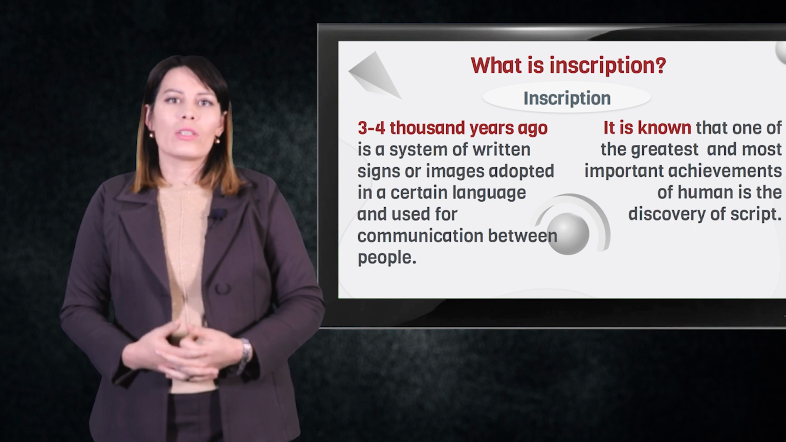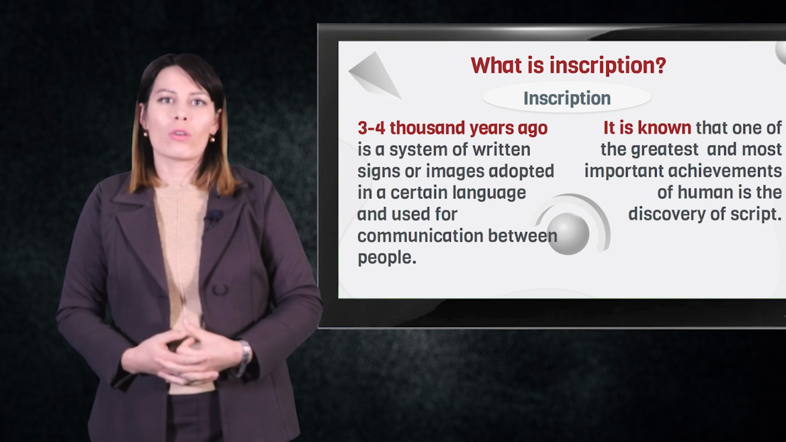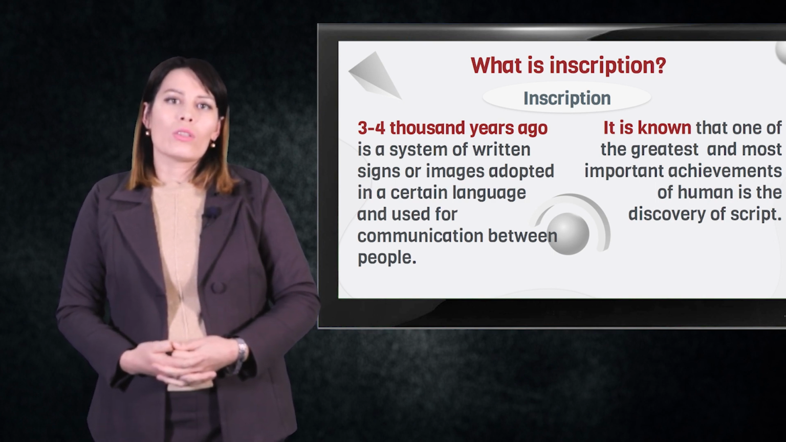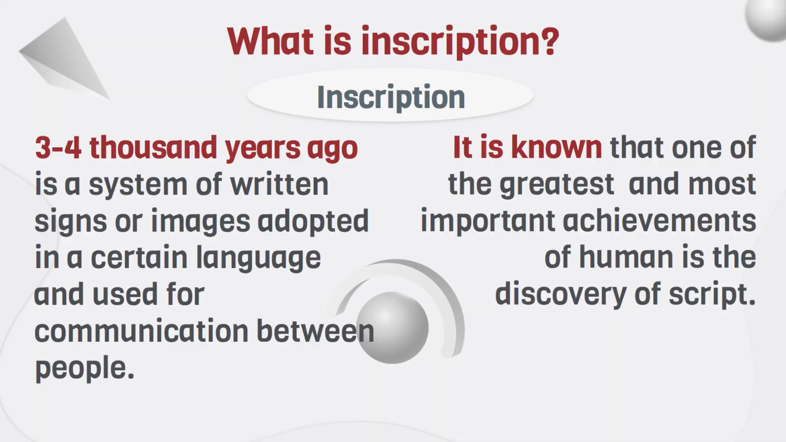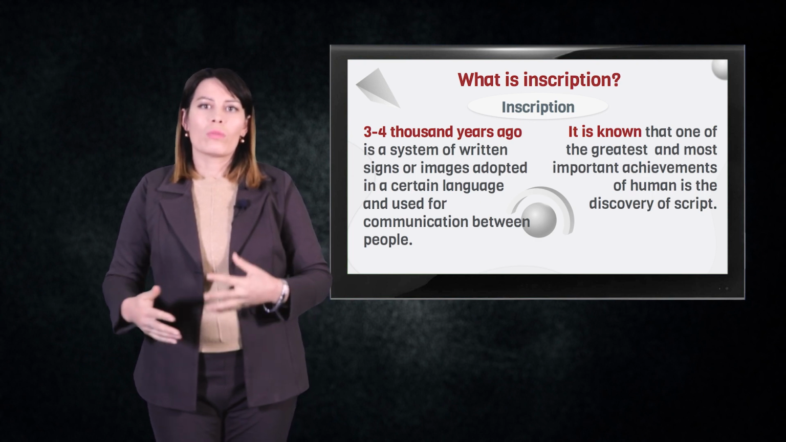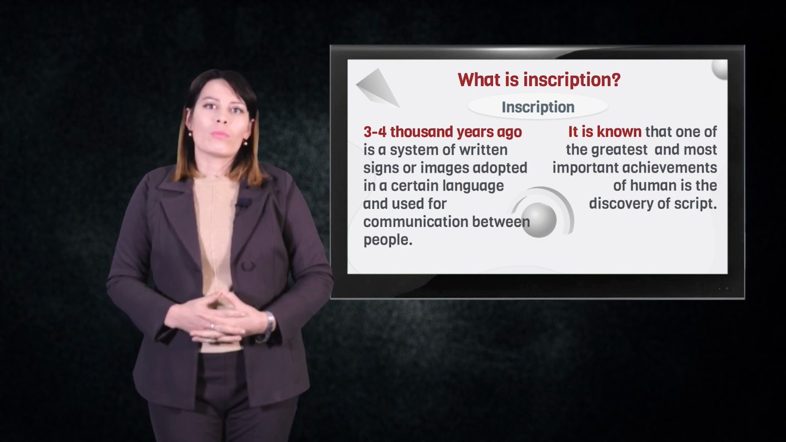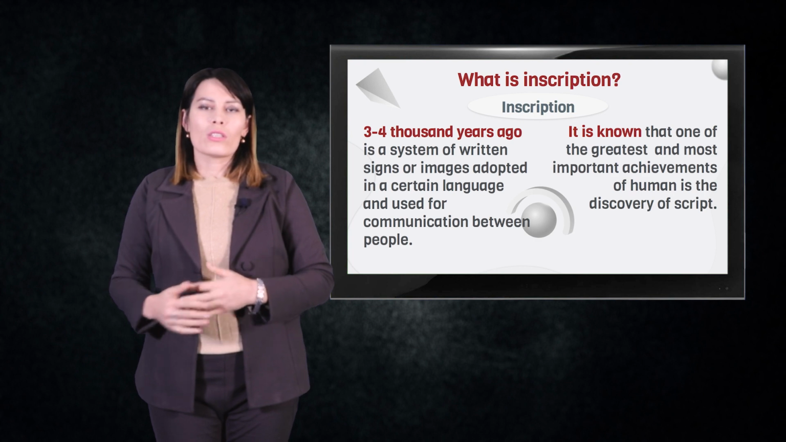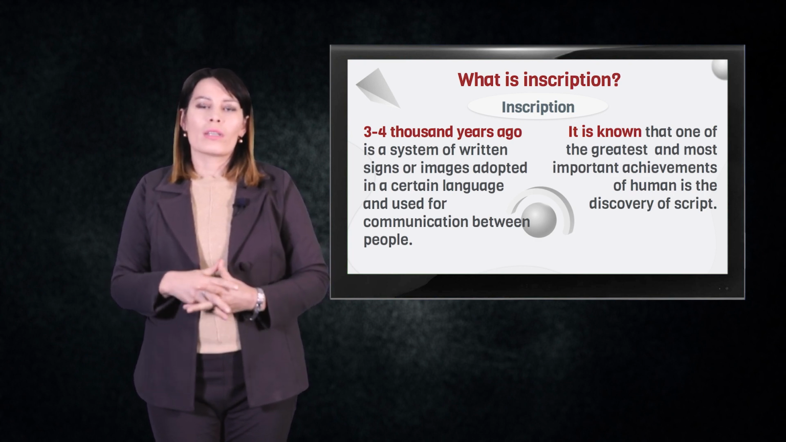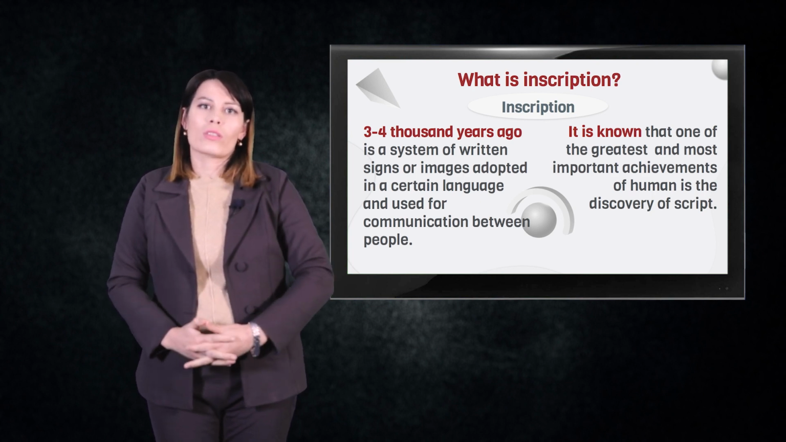It is known that the discovery of inscription is the greatest and most important achievement of human genius. This kind of script or writing system was created 3,000 or 4,000 years ago. After creating this inscription, people began to communicate with each other easily, and they could get information from each other, and get another source by writing and expressing their ideas in this inscription.